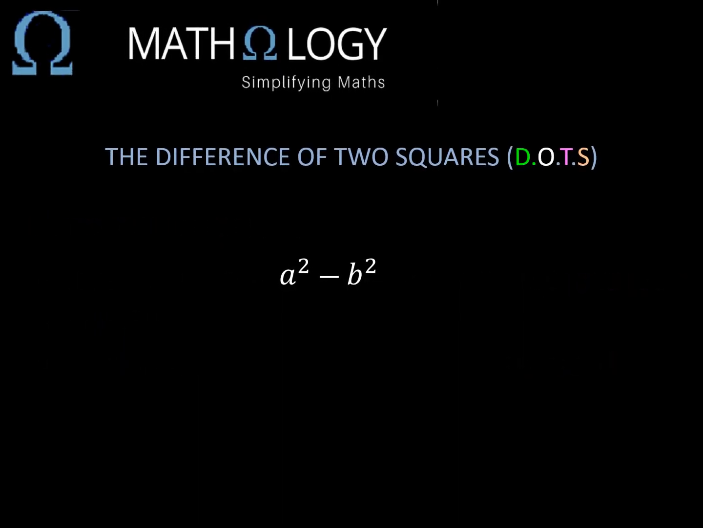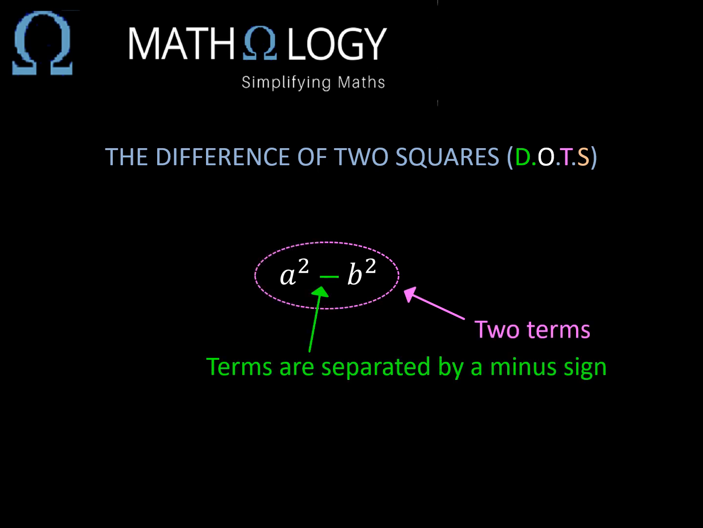The expression a squared minus b squared contains only two terms. The two terms are separated by a minus sign. And both terms have a perfect square root. In other words, the square root of a squared is a, and the square root of b squared is b. If, and only if, all three of these criteria are satisfied, may algebraic expressions be factorized using the difference of two squares.